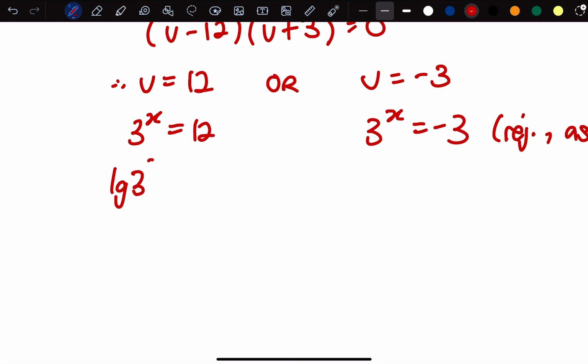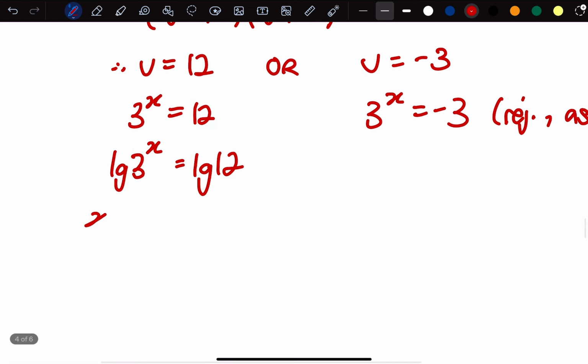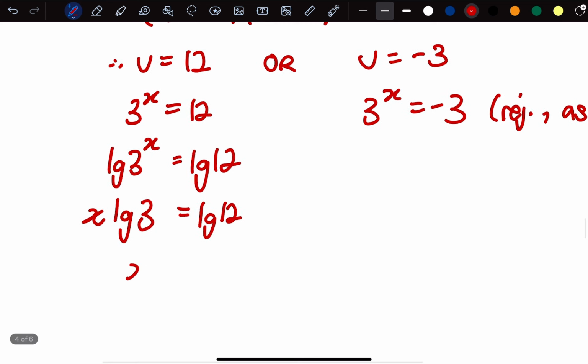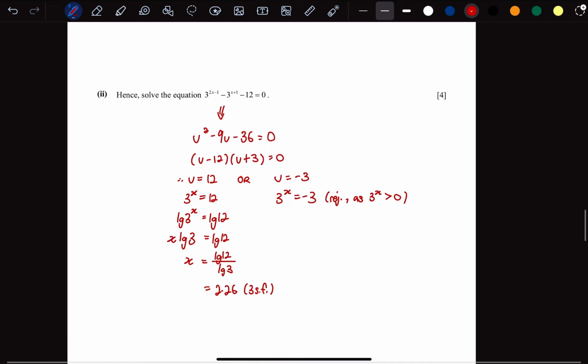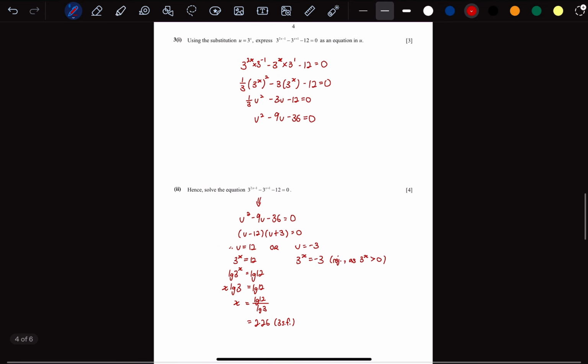Log 3 to the power x equals log 12. I can bring down the unknown power by the power law. x log 3 equals log 12. Therefore, x equals log 12 divided by log 3. And you can use your calculator to calculate that this is equal to 2.26 in 3SF. And therefore this is for question 3.